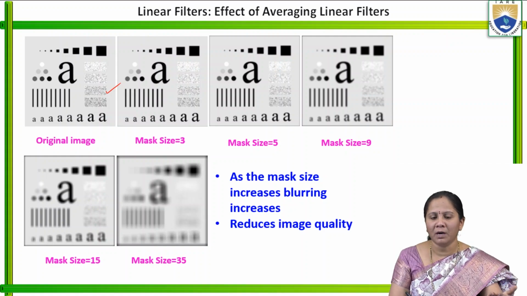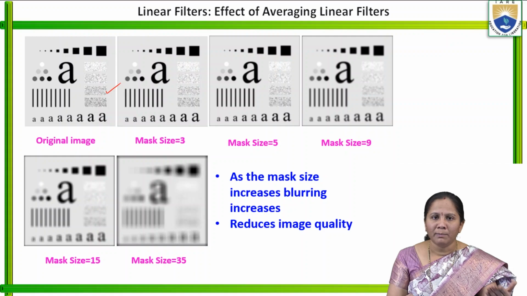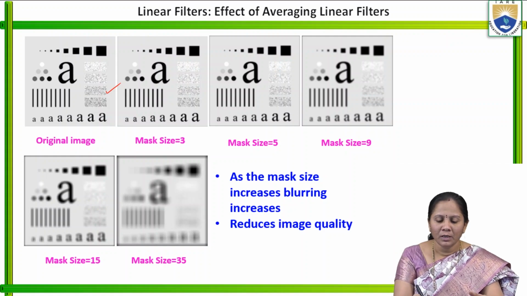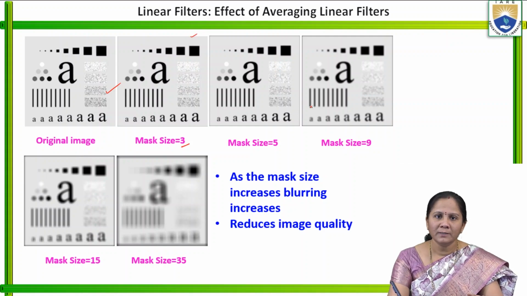If you are going to apply mask on the original image, the mask size may be different. The mask size may be 3, 5, 9, 15, 35. How we are going to decide the mask size means we can have any size of the mask, but that mask size should be odd in size, like 3, 5, 7, like that. We have to eliminate the mask size of 1. So if the mask size is 3, if you are going to apply the mask which size is of 3 on this original image, the smoothened image will be like this.